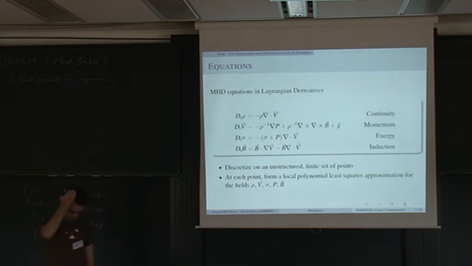What are we actually trying to solve in Phurbas? Well, this is the MHD equations with Lagrangian derivatives over here. I'm going to stick in a finite set of points, not cells, not particles, just points in space. And each of those points is going to have values of the primitive quantities on them: density, velocity, internal energy density, pressure derived from the other things, and the magnetic field at that point.